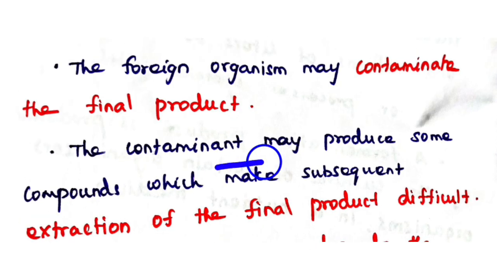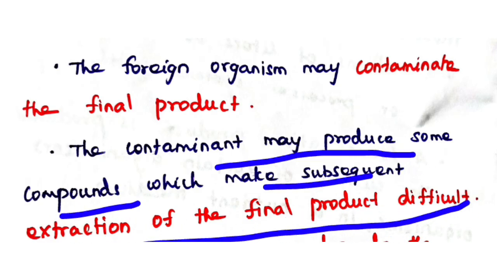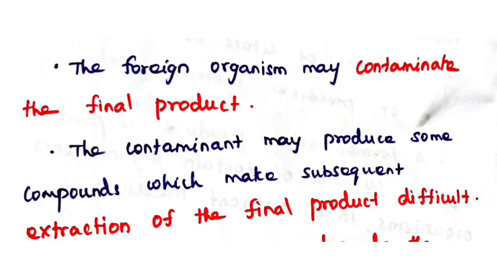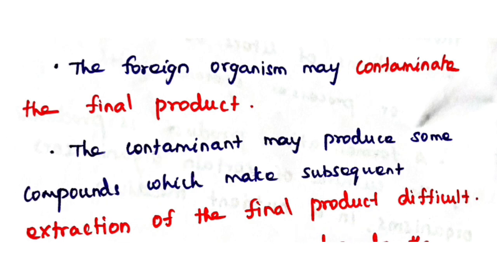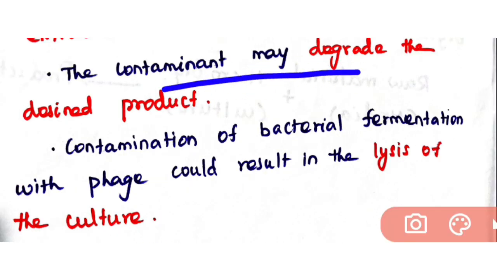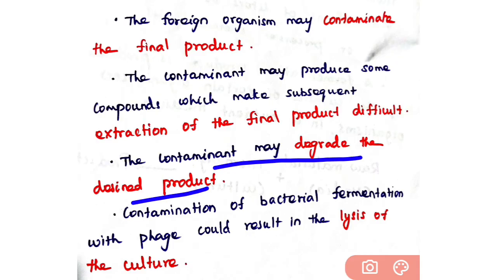The next one is the contaminant may produce some compounds which make subsequent extraction of the final product difficult. After the fermentation process there will be an extraction process. Using the extraction process we purify the final product. So if your contaminant produces some compounds, we have to purify your product from these compounds also. So there will be a difficulty in your extraction process. Then this contaminant may degrade the desired product. If your contaminant degrades the desired product, then you can't use the product. So the nature of the product will change.